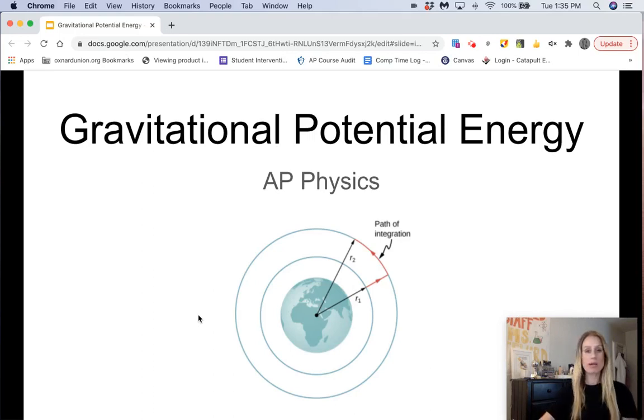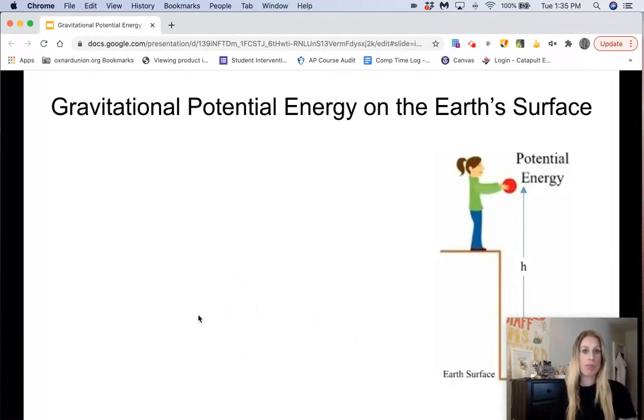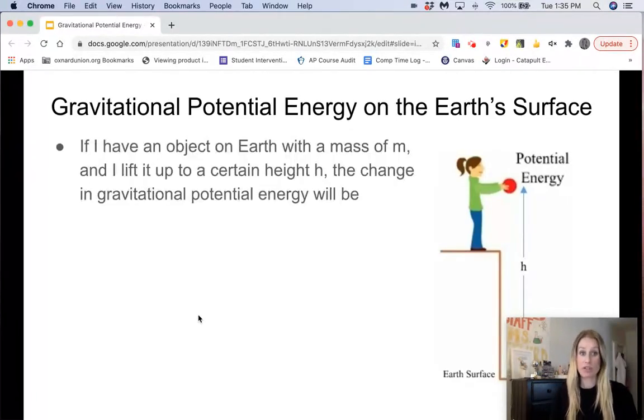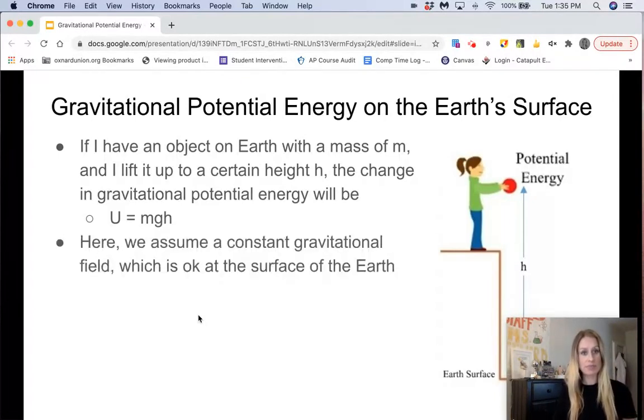Everyone, so today we are going to be talking about gravitational potential energy. We've already learned about gravitational potential energy on the Earth's surface. If you recall, if I have an object on Earth with a mass of m and I lift it to a certain height h, the change in gravitational potential energy will be mass times acceleration of gravity, little g, times h, the height. Here we assume that we have a constant gravitational field, which is okay when we're at the surface of Earth.